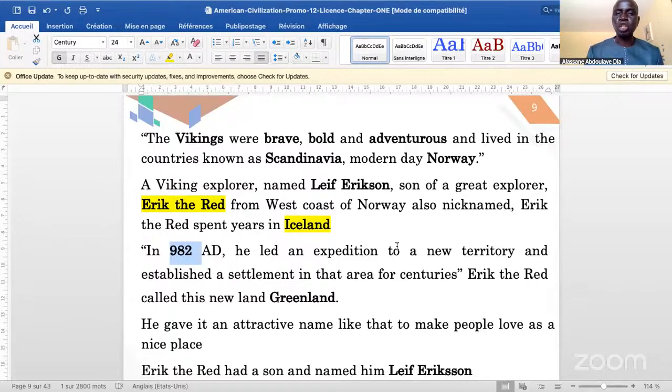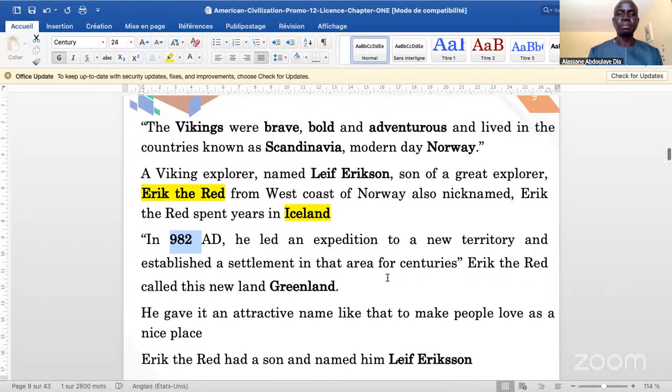an expedition, it means an exploration, to a new territory. And he established in that area for centuries. It means he occupied that land for centuries, years. And Erik the Red called that land Greenland. Greenland, understand that. Why did he call it Greenland? That is Erik the Red.